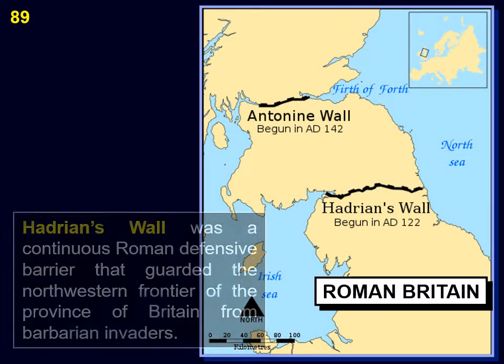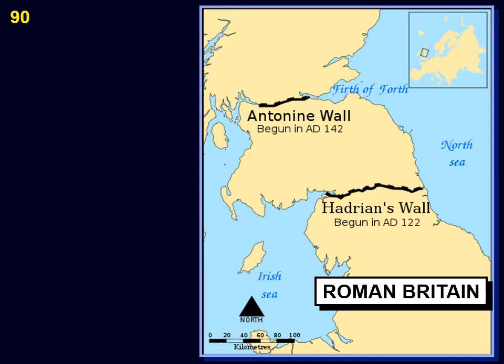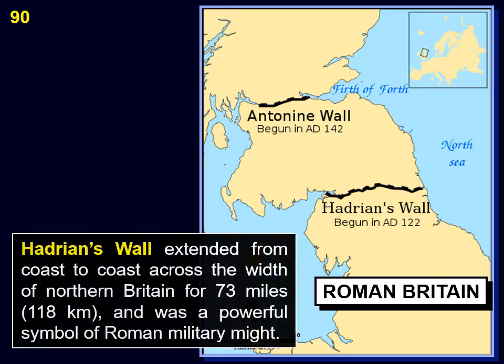Hadrian's Wall was a continuous Roman defensive barrier that guarded the northwestern frontier of the province of Britain from barbarian invaders. The wall extended from coast to coast across the width of northern Britain for 73 miles, 118 kilometers, and was a powerful symbol of Roman military might.